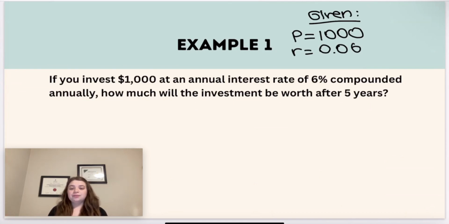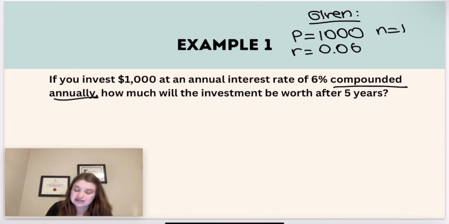Then we need to know the number of compounding periods per year. So in this case, because it's compounded annually, that means once per year. So n would just be 1 in this particular scenario. And then how much will the investment be worth after 5 years? Means that the t, the time, is 5 years or 5.